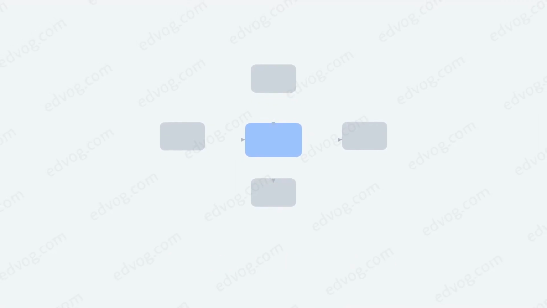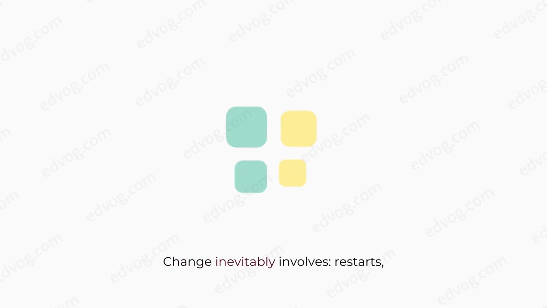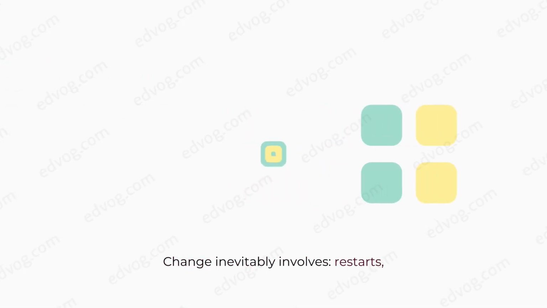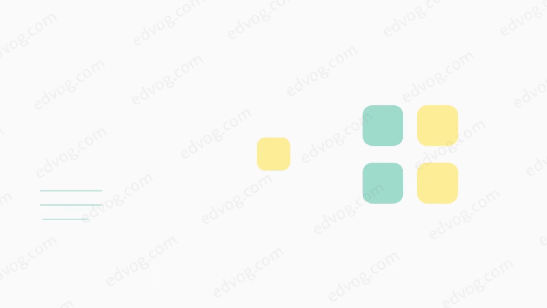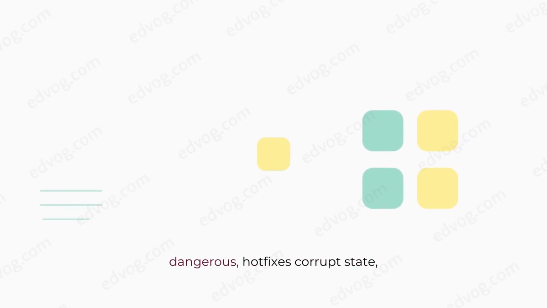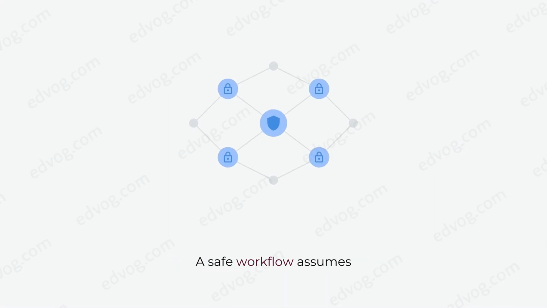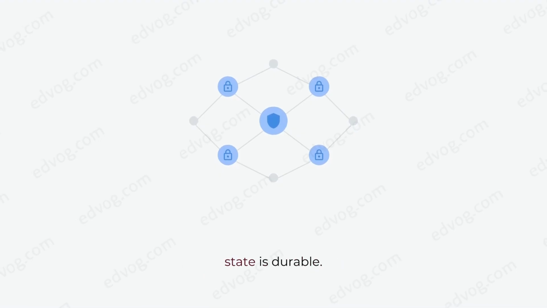Why this matters for workflow. Workflow is about change. Change inevitably involves restarts, redeployments, rollbacks. If persistence is not cleanly separated, rollback becomes dangerous, hotfixes corrupt state, deployments become irreversible. A safe workflow assumes processes are ephemeral and state is durable.